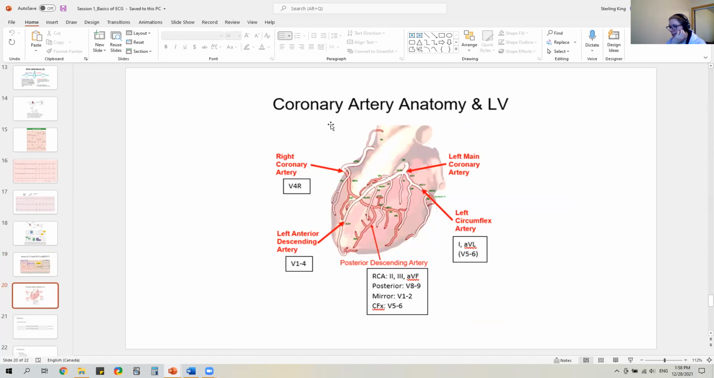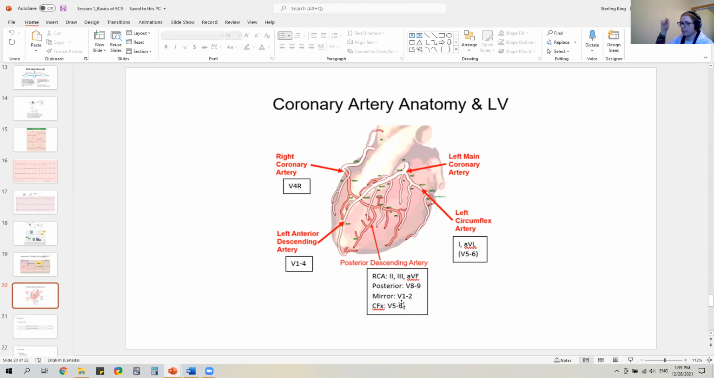So comparing the anatomy again. Just to revisit this, because that's the whole point. What part of the heart are you looking at? If you're looking at the right coronary artery, V4R, that's a special lead. If you're looking at the left anterior descending artery, you're looking at V1 through 4. If you're looking at the posterior descending artery around the back of the heart, we're looking at 2, 3, and AVF, which are inferior leads. You could also be using V8 and V9, which are posterior leads, looking at the mirror image of V1 and 2.